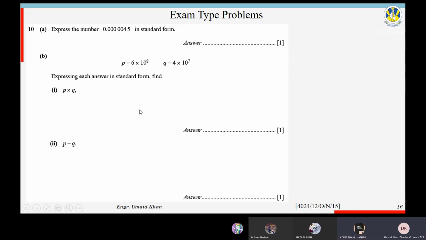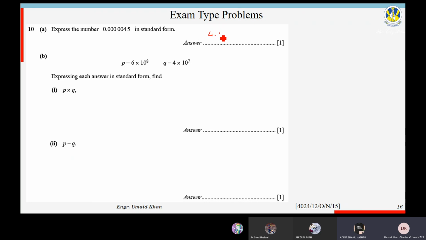Okay, so this is the first question. First, you have to express this number in standard form. So this one should be pretty straightforward. Yes, Athena, you have found the answer. What will be the answer?